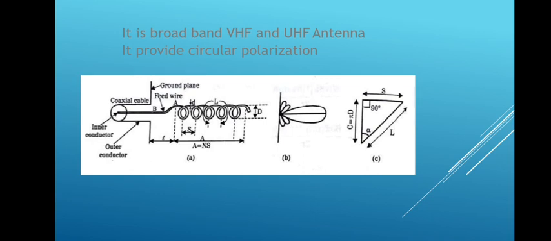Already you know that. So the image of the helix, as seen, is just like a spring, right? Therefore, the radiation of the helical antenna completely depends on the diameter of the helix, the spacing between the turns, and the pitch angle. These three parameters are very, very important here.